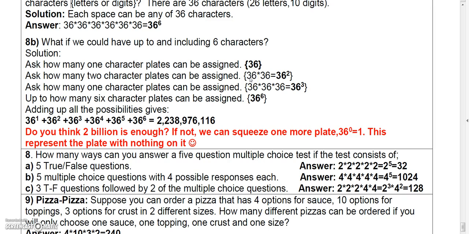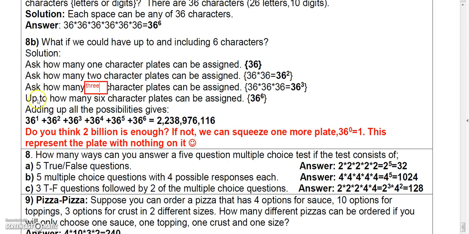Well, there's 36 ways to choose the first character and 36 ways to choose the second character, so there's 36 squared ways. How many, that should say how many 3 character plates should be assigned, not 1. So 3 character plates, there can be 36 for the first character, 36 for the second character, 36 for the third character. So that would be 36 to the third. All right, and then you would continue this up to 6th.